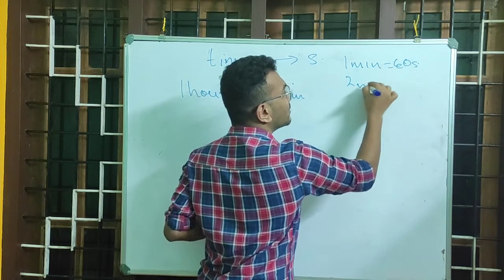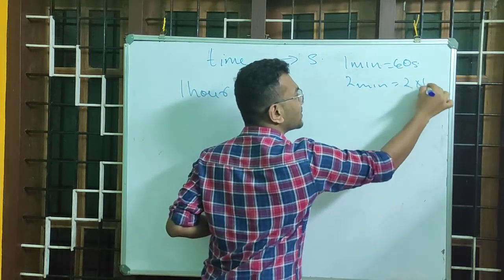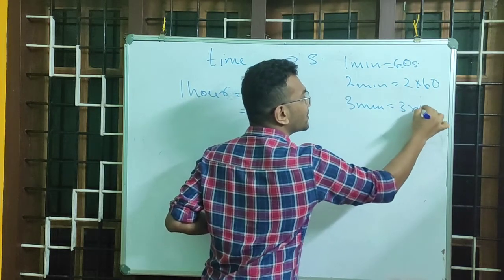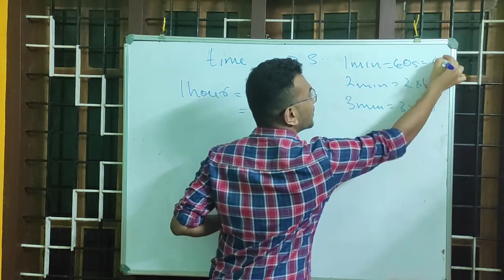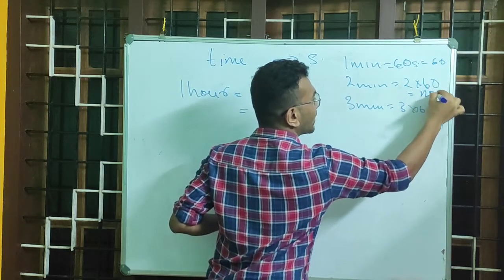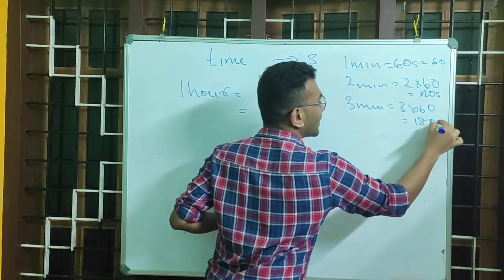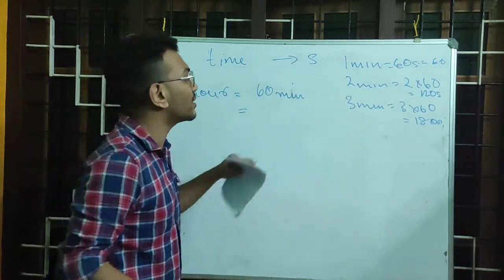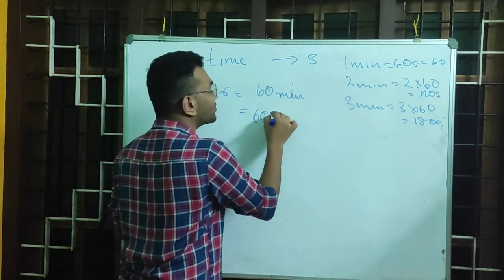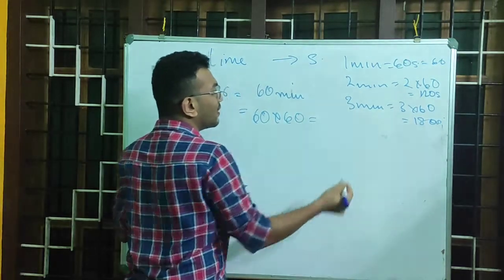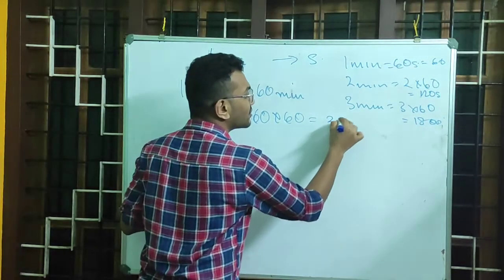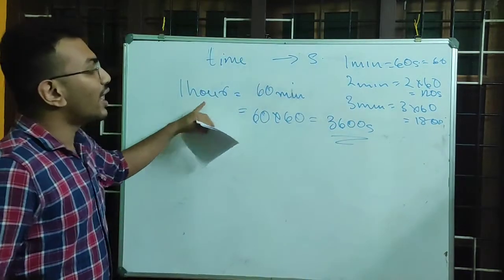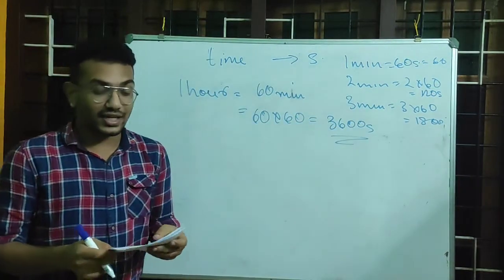So 2 minutes is 2 into 60 seconds, 3 minutes is 3 into 60 seconds. So this would give you 60, this would be 120 seconds, this would be 180 seconds. Like that, it is 60 minutes. So to convert into second, you have to multiply 60 into 60, giving you 3600 seconds. So 1 hour is 3600 seconds.